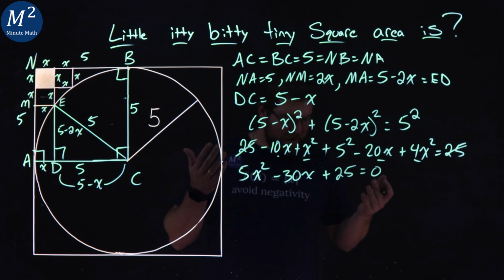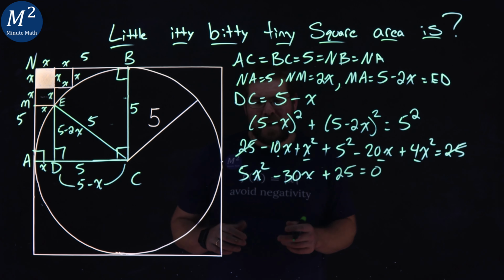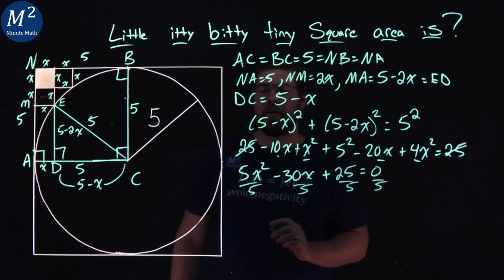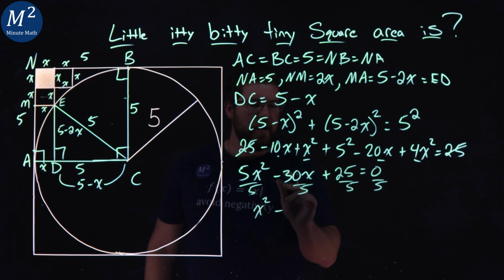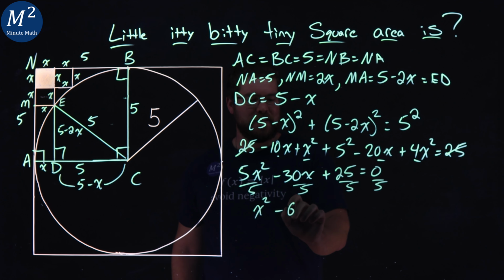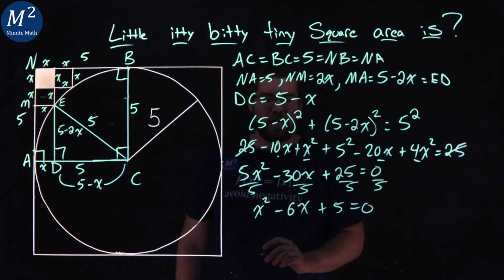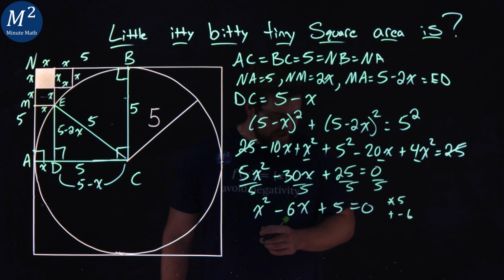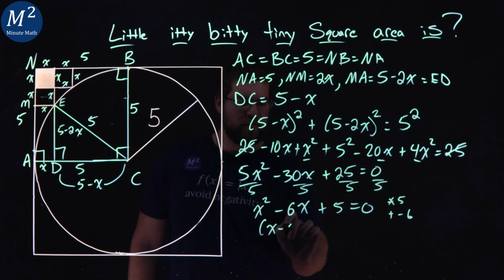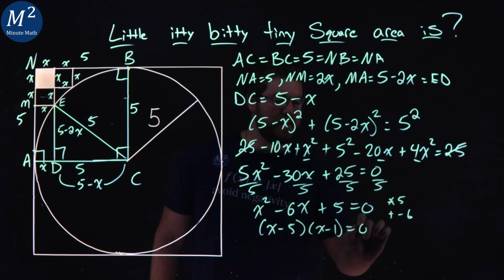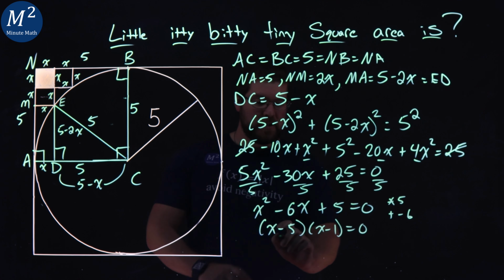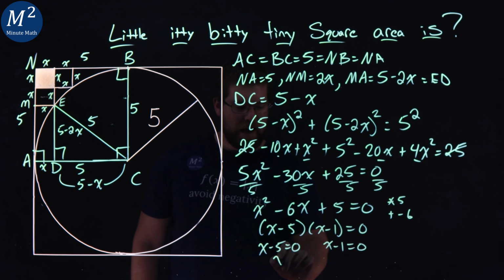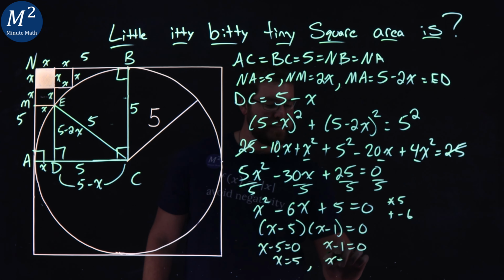So what can we do? Well, we can factor this out. I see 5 goes into every term, so divide everything by 5. We have x squared minus 6x plus 5 equals 0. Now we have to factor what multiplies to be 5 but adds to be negative 6, and that's negative 5 and negative 1. So (x minus 5)(x minus 1) is equal to 0. Solve each one individually: x minus 5 equals 0, x minus 1 equals 0. So x equals 5 or x equals 1.